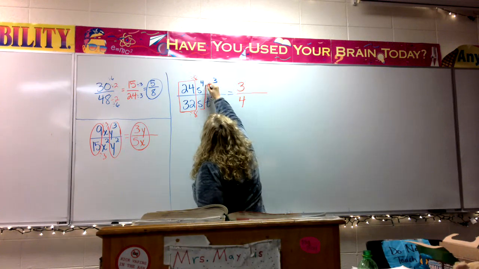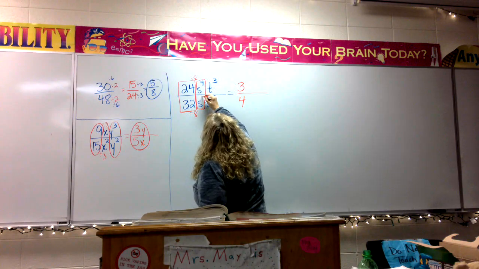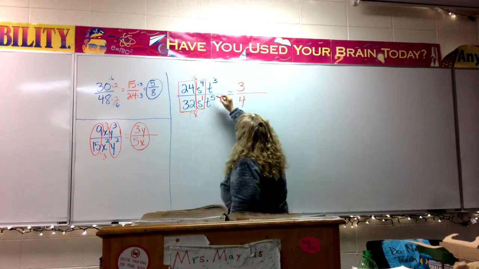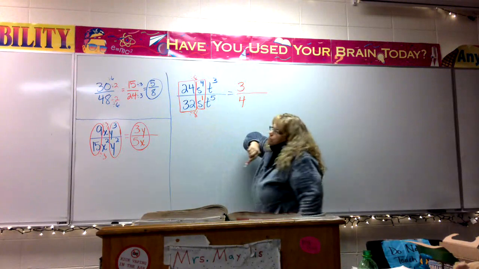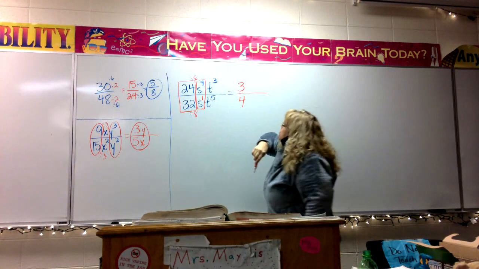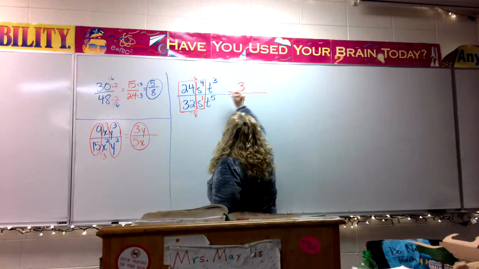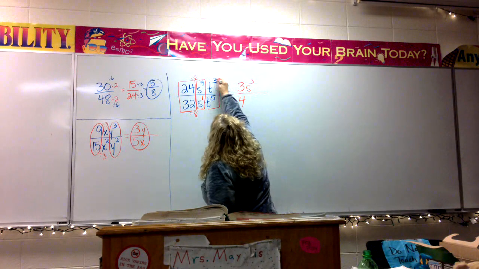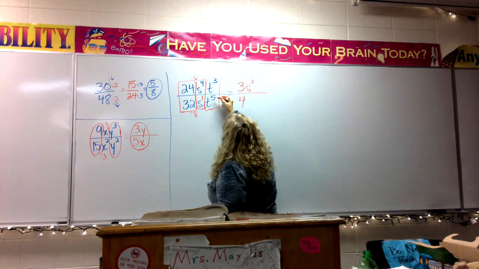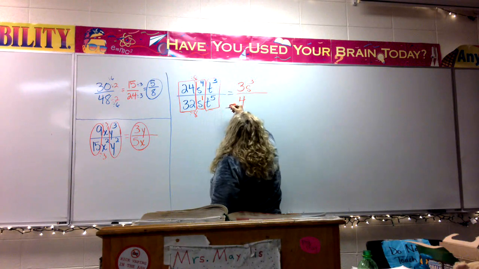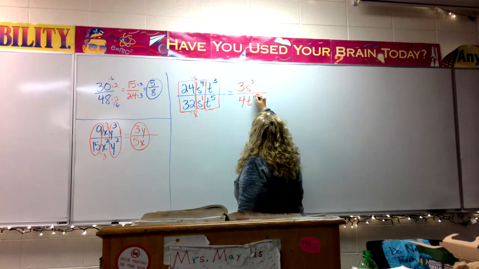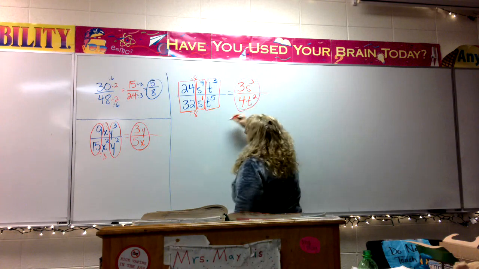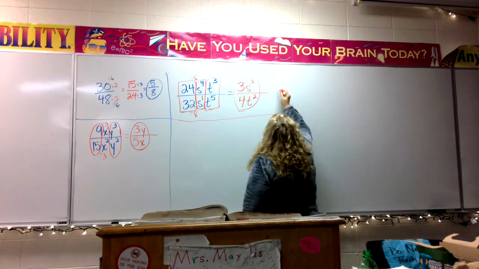Now look at the s's. Remember, if there's nothing there, we assume it's a 1. What's 4 take away 1? 3. Where was the bigger s? Top. So it goes on top in our answer. How about the t's? Bigger on the bottom. 5 take away 3 is? 2. And the big one on the bottom. So, like that. Agree?